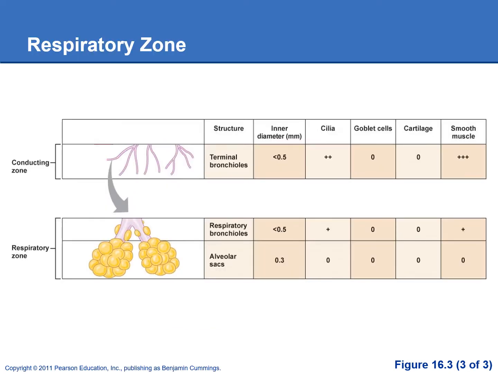This table just shows you that the alveolar sacs have the smallest diameter. There's also no cartilage or smooth muscle around the alveoli, and that's good because you need the tissue to be very thin there so you can do gas exchange. And the other thing to notice is that there's no ciliated cells or goblet cells secreting mucus in the alveoli, so the mucus elevator does not extend down to the alveoli.